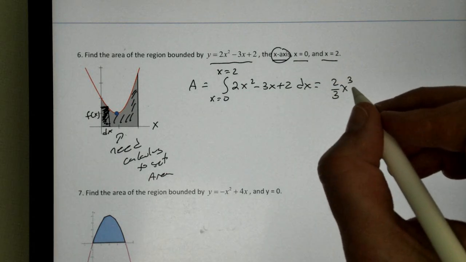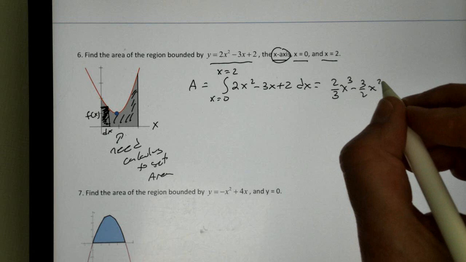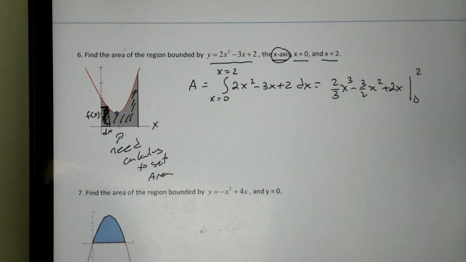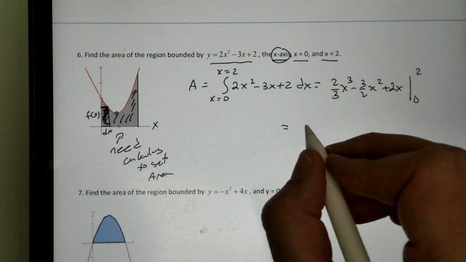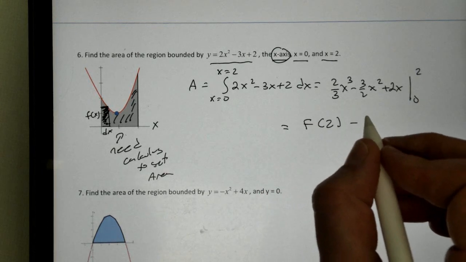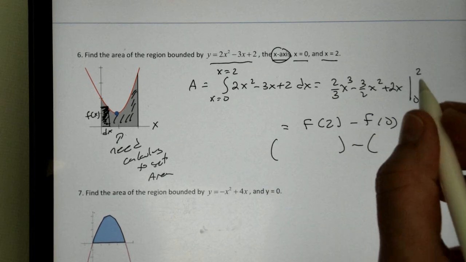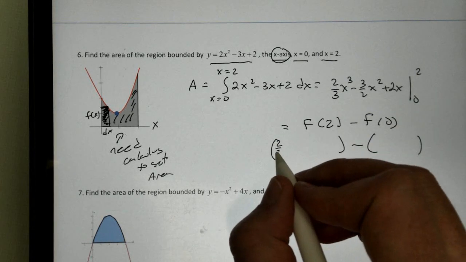2/3 x cubed minus 3/2 x squared plus 2x. We're going to evaluate that from 0 to 2. And now we just do the FTC. This is f of 2 minus f of 0. Big parentheses here. Plugging in a 2, we're going to get 2/3.